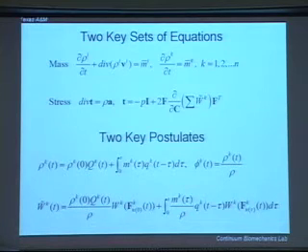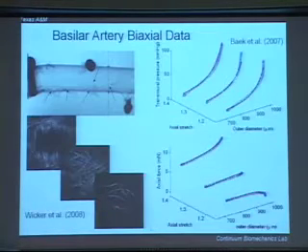So this allows us to take the mechanics from what we've always done in the past, which is, given this stretch, what is the stress? Now what we're going to say is, given this stretch, how does that affect the cell biology, the turnover of the material, which will then affect the evolving, if you will, properties of the wall?